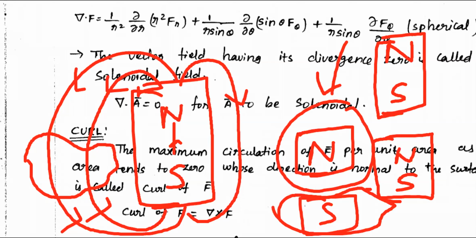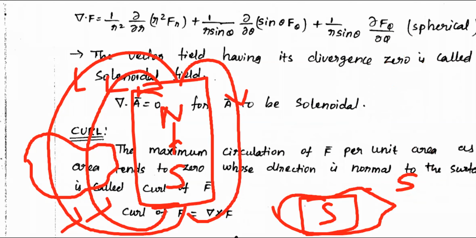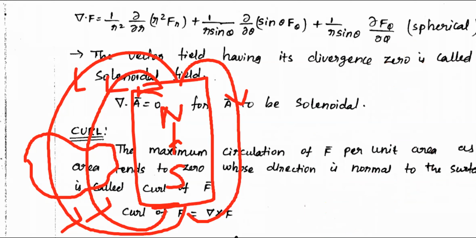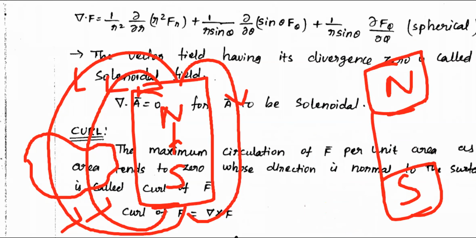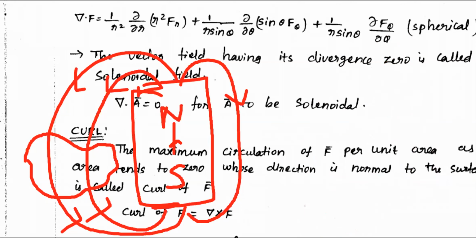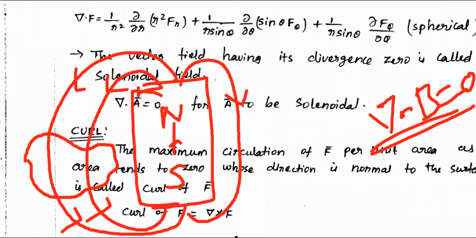Magnetic monopole does not exist. What is the meaning? Magnetic monopole in the sense you cannot get N alone or S alone. Always you will get them in a combined manner. So magnetic monopole does not exist. Once the monopole does not exist, then definitely del dot B is equal to 0 only. If it is a dipole kind of nature, definitely del dot B is 0 only.